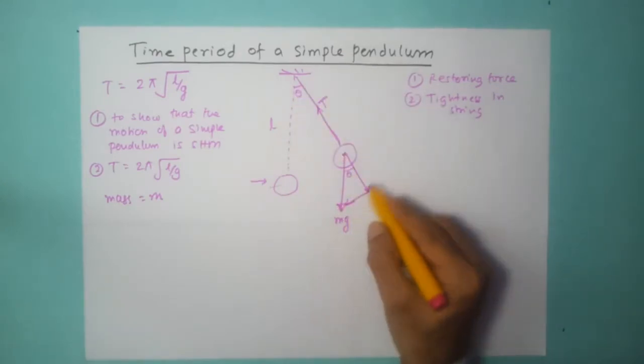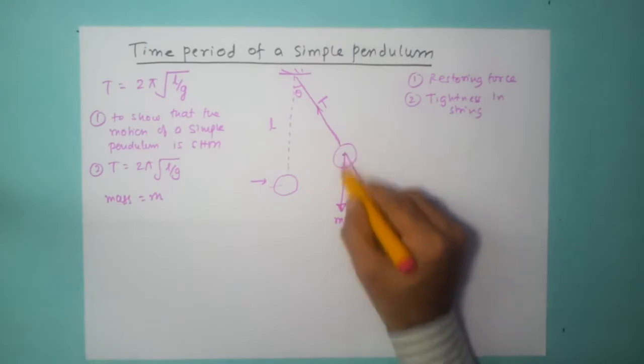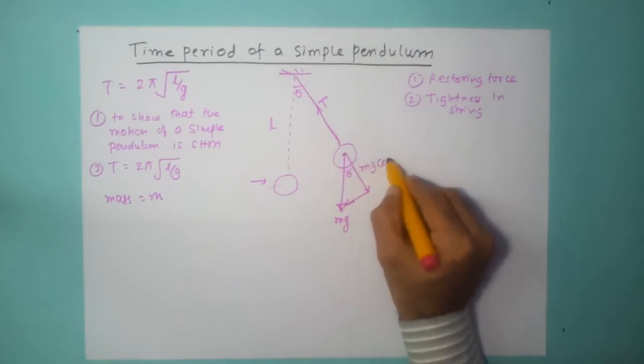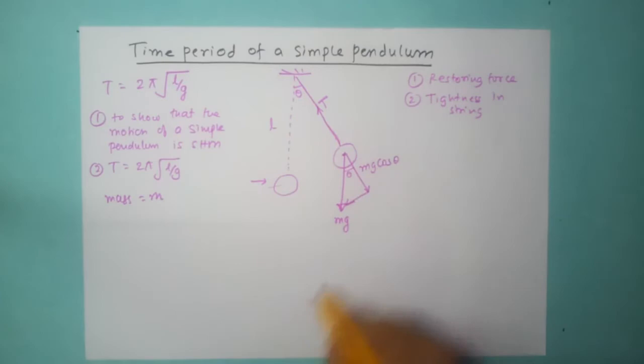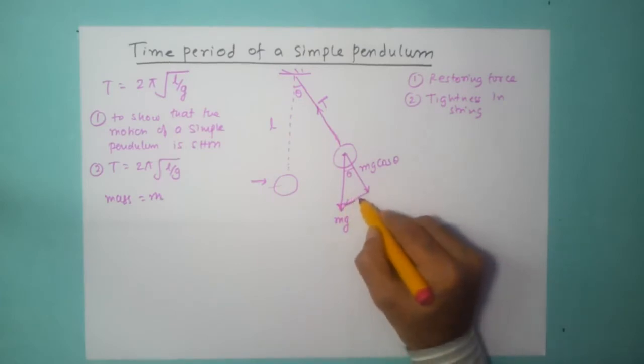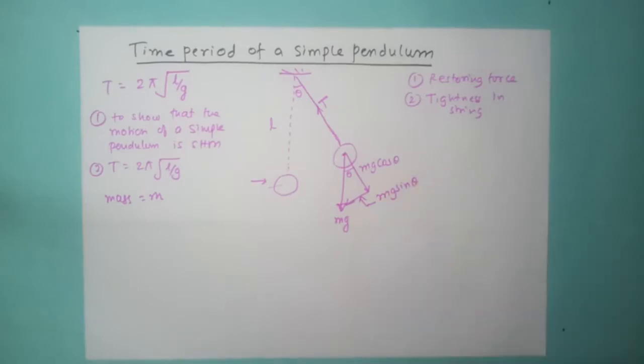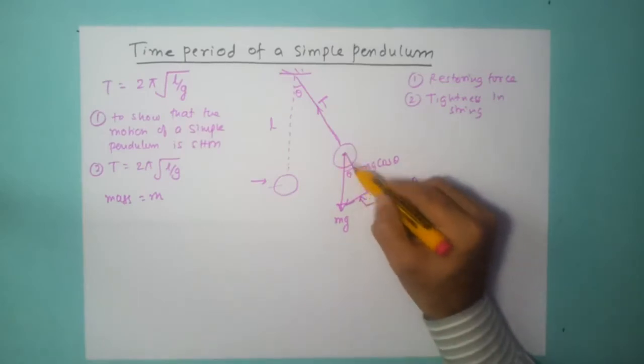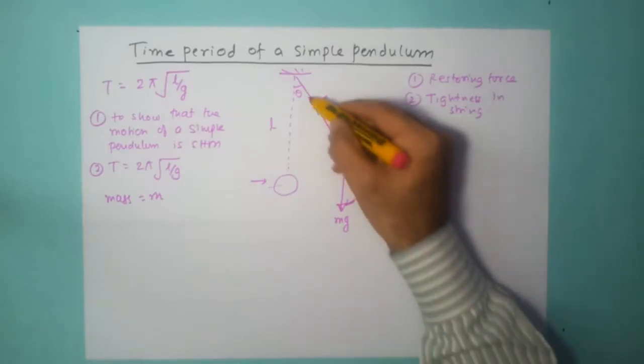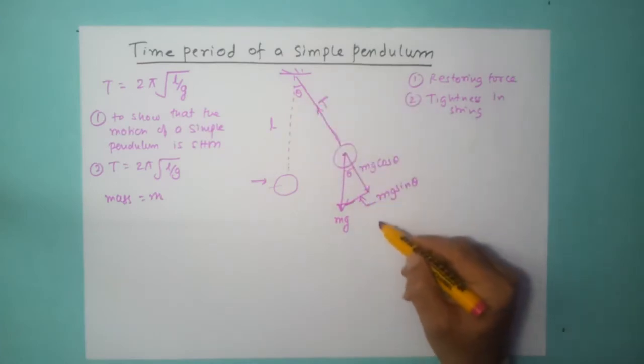And if this is mg, then I can prove that this particular component of mg is mg cos theta, because this is the adjacent side to theta. This is the opposite side to theta. So this component will be mg sin theta. And as you can see over here, mg cos theta is acting in the downward direction. Therefore, it is kind of pulling this string in the downward direction.